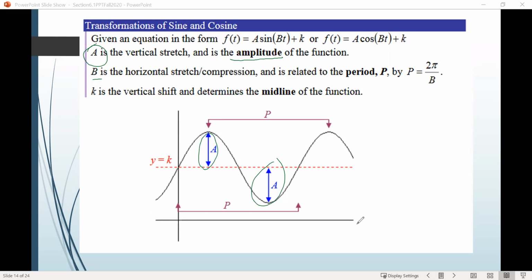The value b gives us the horizontal stretch or compression and is related to the period, and the period will be equal to 2 pi over that value for b. Now be very careful. Notice this does not say that the value for b is the period. It can just help us find the period, again, by doing 2 pi divided by that value. And then the value k there tells us where the midline is. So as you can see again in the picture, the value of k tells us where to draw our midline here.